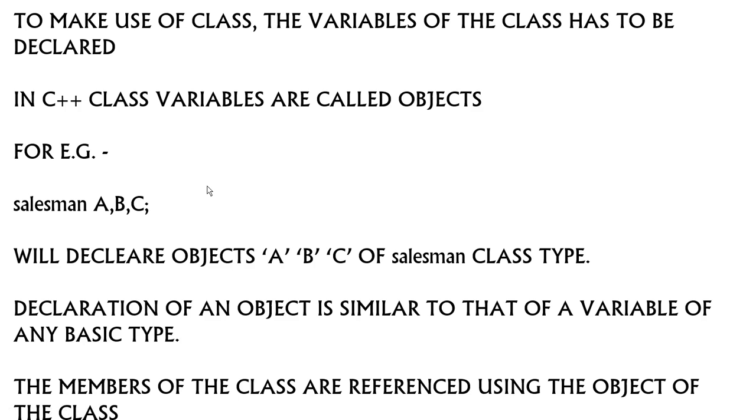Now to access the members of the class you have to create objects, and through objects you can access members of the class. Now there is one more thing here: if you want to access the public members of the class, then use objects, but if you want to access the private members of the class, you have to use a member function. We'll see that afterwards.